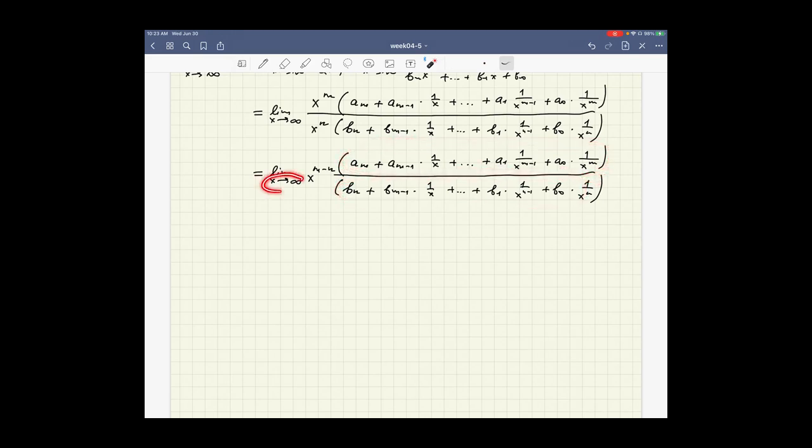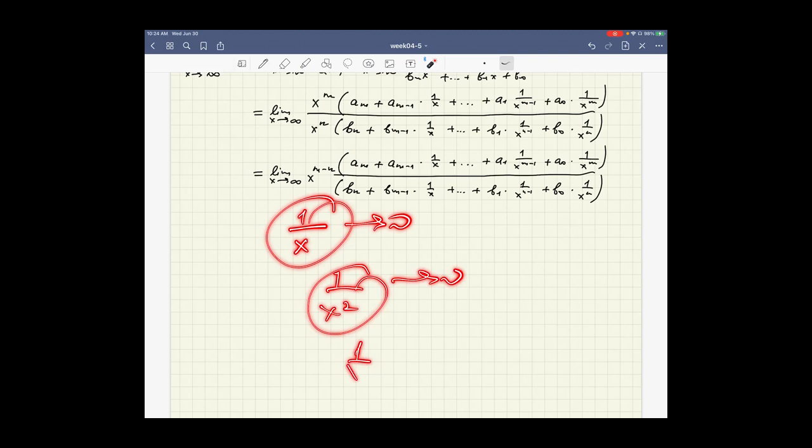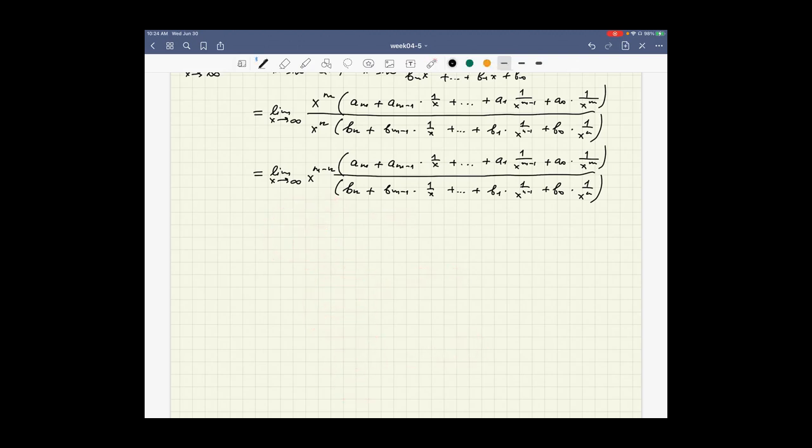And remember, x goes to infinity, so in particular 1 over x in any positive power goes to 0. When x is a huge number, 1 over x is a small number. 1 over x squared is a small number. 1 over x cubed is a small number, and so on. So all of these circled expressions approach 0 as x approaches infinity.